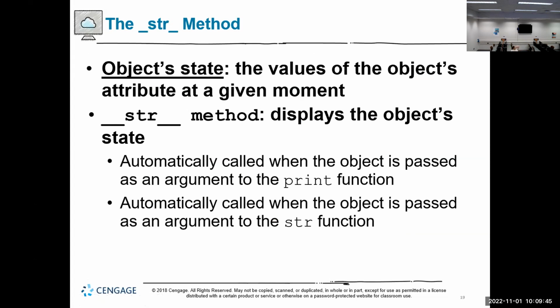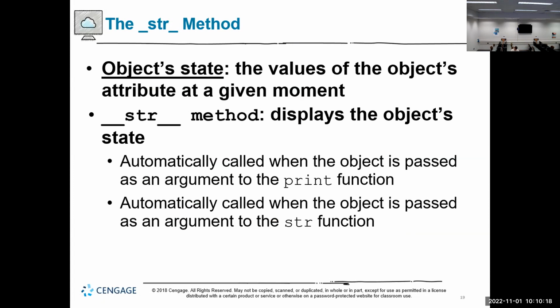Now we have the string method. I don't know if it's called the string method or the STR method, but I call it the string method here. Sometimes you need to print out the object state. The object state, if you think about the coin, is only head or tail, right? The object state of the coin instance is head or tail, and for the bank account object it is how much, what is your balance? It is the value of the object attribute at a given moment.